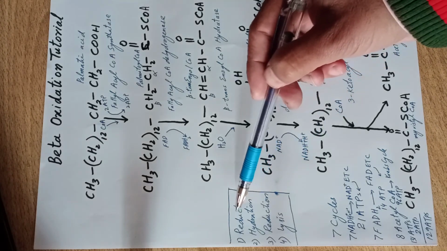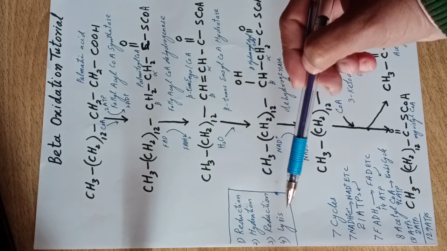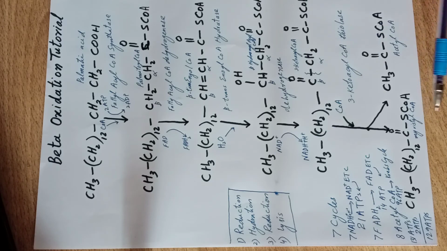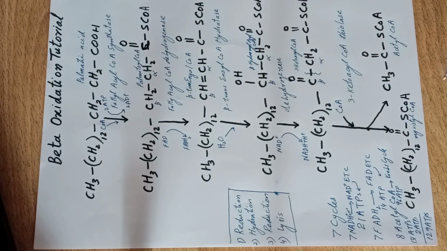So there are always 4 reactions in beta oxidation. The first reaction is oxidation, then hydration, oxidation, then lysis. The fatty acid goes through all these 4 reactions until all the fatty acid is changed into acetyl CoA. That's all about beta oxidation.